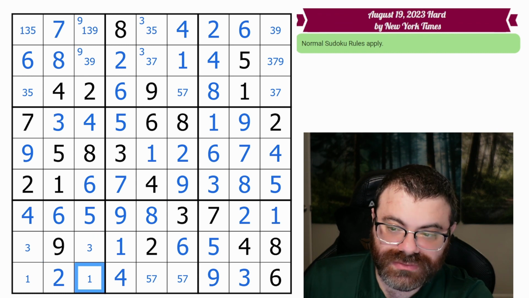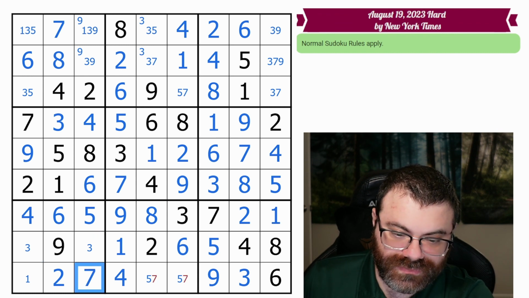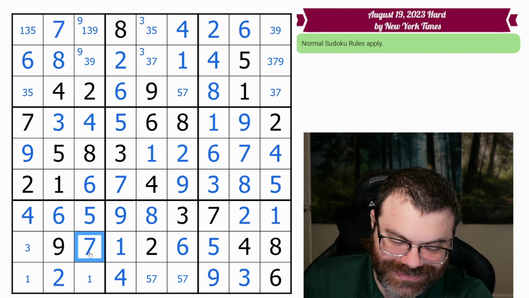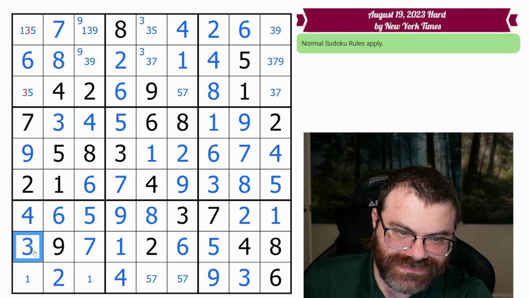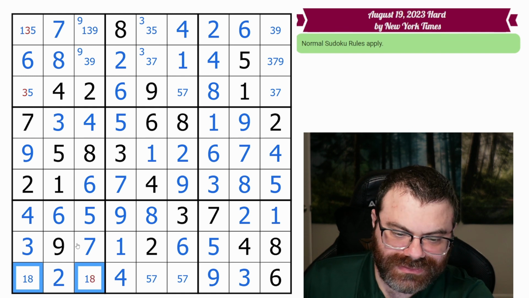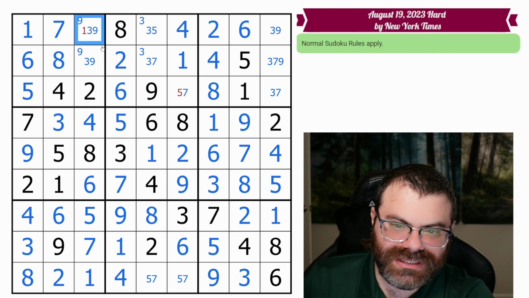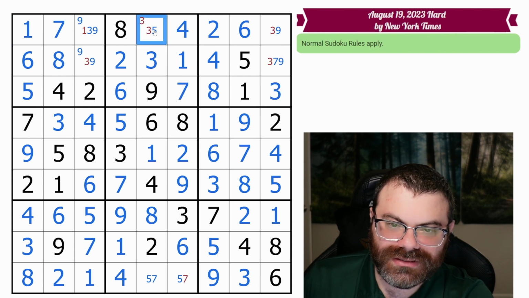The box needs a 7 and an 8. So the 7 goes only here. Oh, no. The 7 goes only here. Try again. Oh my gosh, what am I doing? The box needs an 8. Okay, this is 7 and 3, and then one of these is 8. But that 8 sees down. Okay. Wow. I flubbed the ending there quite a bit, but we got there.